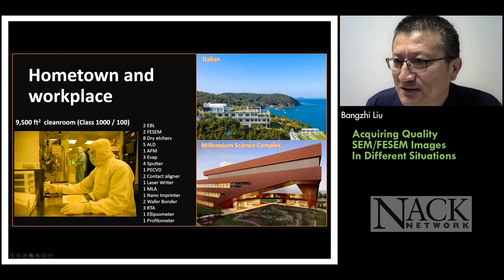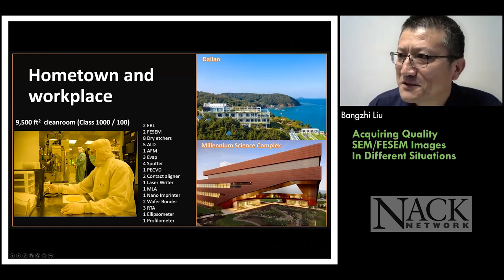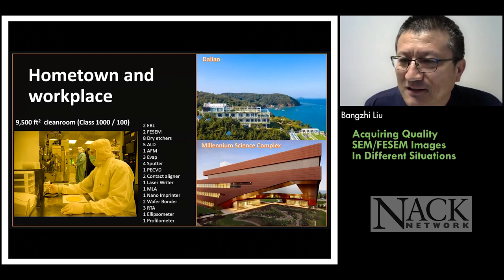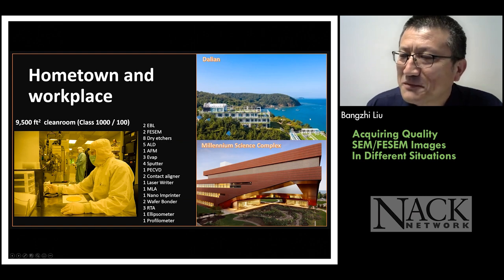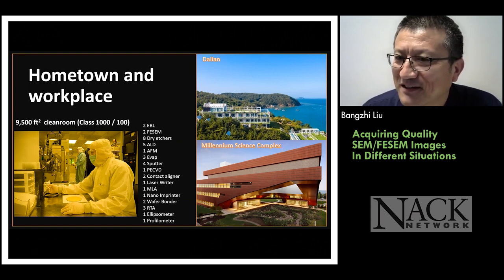My hometown is called Dalian in China. It's across the sea from Japan and Korea, if you want to know where it is located. We have a mountain and we have a sea in my hometown. If you want me to pick one city in the U.S. close to my hometown, I would pick Maine. It's very similar. When I went to Maine, I just felt at home.